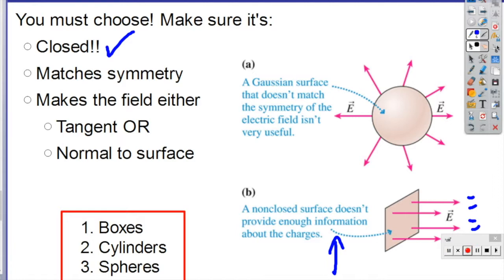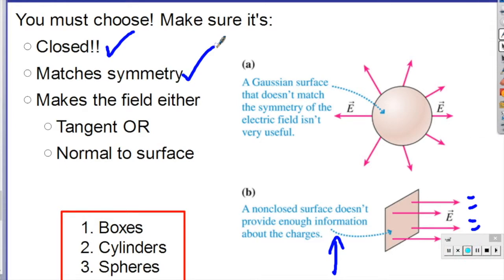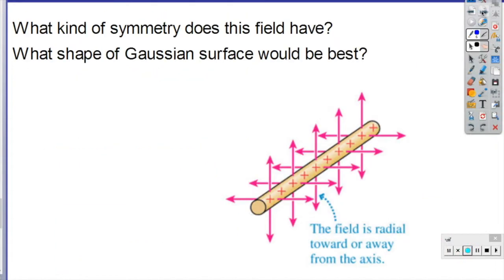I do want it to match the symmetry of my charge distribution. So here's an example where it doesn't match the symmetry, and we'll find that this isn't very useful. If it doesn't match the symmetry, it's going to make our evaluation of the flux very complicated. And ideally, we want to make it so that the electric field is either tangent to our surface or normal to our surface. And we're going to draw 3 different kinds of Gaussian surfaces: boxes, cylinders, or spheres. So pretty much every Gaussian surface should be one of those 3, and your job is to pick the right one.